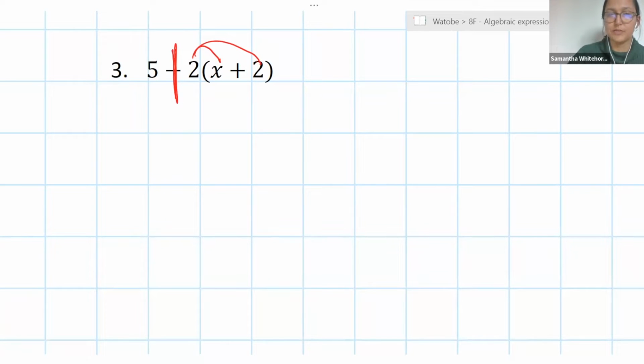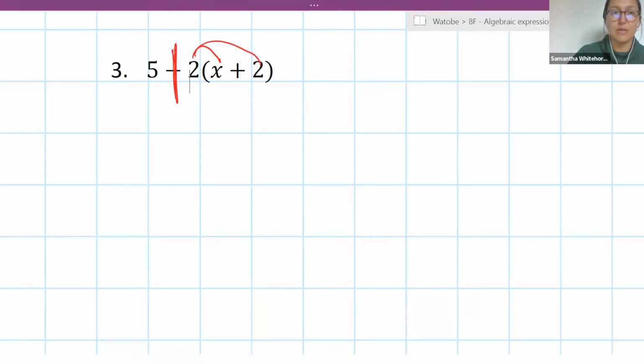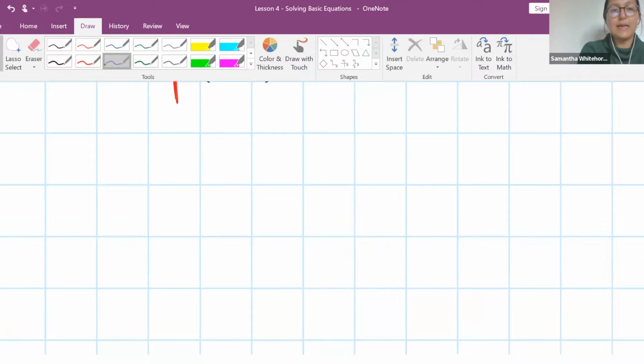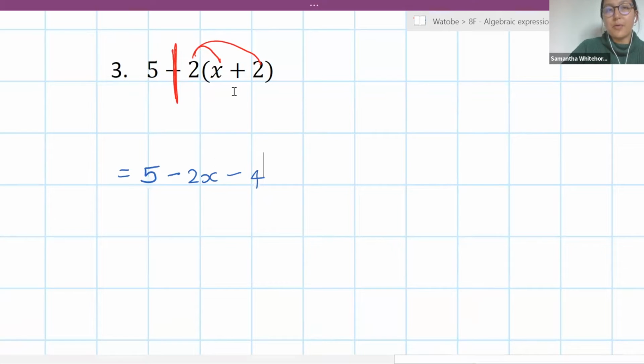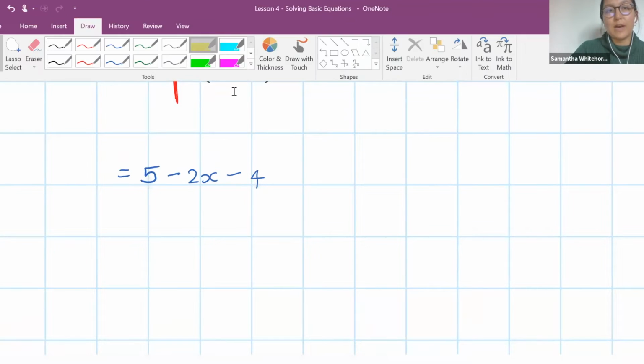Okay, so I've told you what your first step needs to be. So let's have a look here. If that is your first step, that means the 5 is going to just stay there for now. I will deal with it in a second. -2 times x is -2x. And -2 times a +2, we know a positive times a negative is a negative, and 2 times 2 is 4. From that point, I can now go and find my like term.